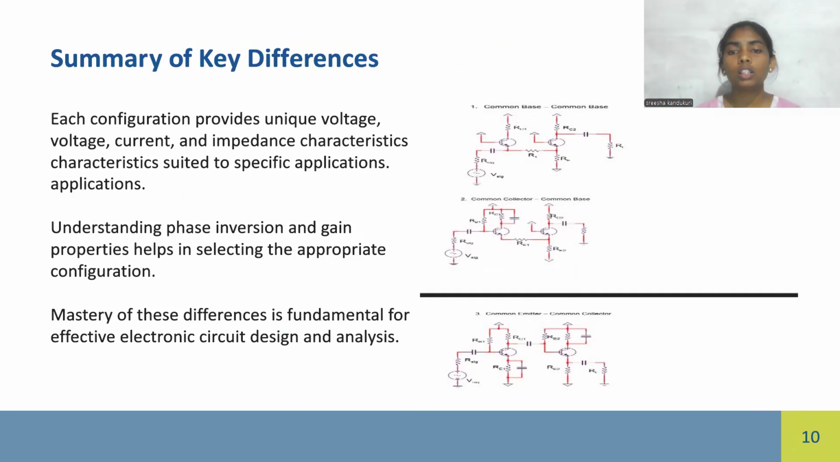So let us move on to the summary of key differences which we have discussed in our previous slides. There are three main configurations: common base, common emitter and common collector. Each configuration provides unique voltage, current, and impedance characteristics suited to specific applications. Understanding phase inversion and gain properties helps in selecting the appropriate configuration. Mastery of these differences is fundamental to effective electronic circuit design and analysis.